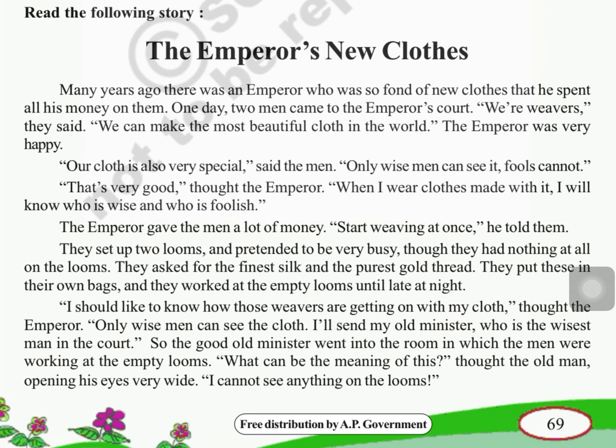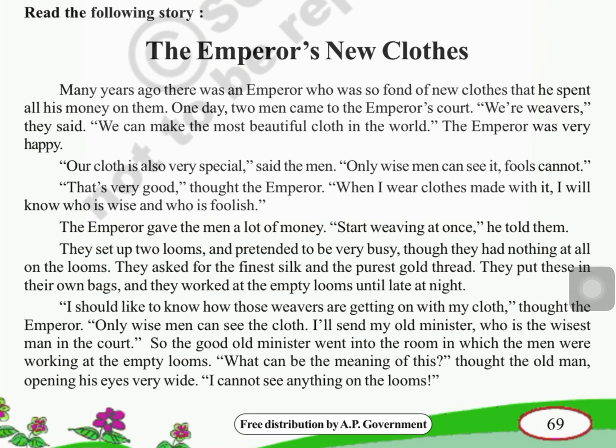We are weavers, they said. Who said? Those two men who came to the emperor's court. They introduced themselves as, we are weavers. We weave the clothes. We make clothes. We can make the most beautiful cloth in the world. What can we make, children? What can they make?